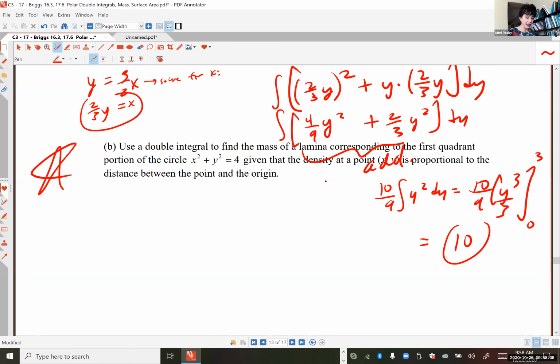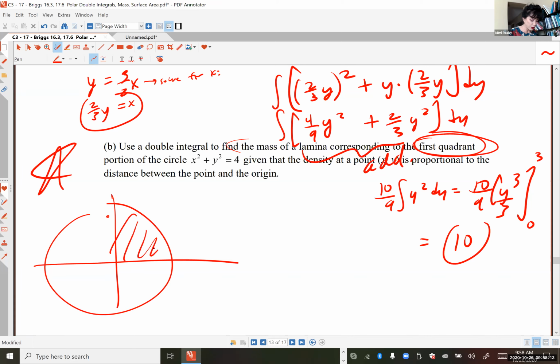So here you're being asked to find the mass of a lamina in the first quadrant. And so it's going to be a portion of a circle, but in the first quadrant only. So the lamina is going to be that guy there. This is the circle of radius 2 centered at the origin. So we only care about this first quadrant portion.